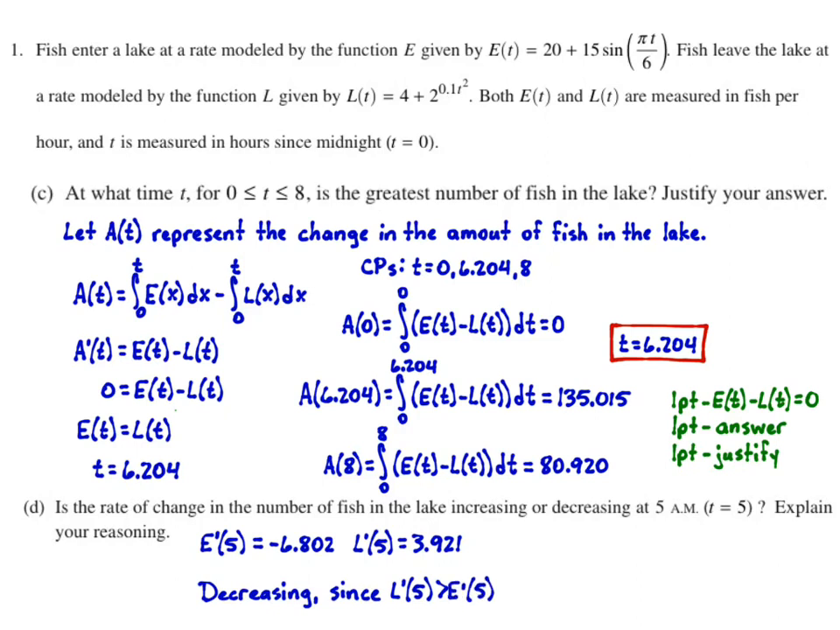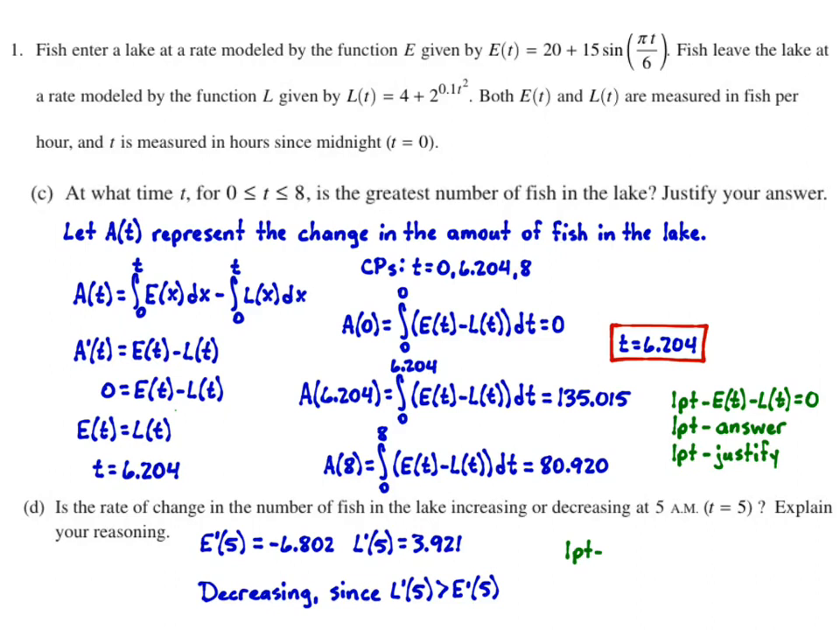Okay, so hopefully that made sense to you. It's the rate of the rate. We're asking whether the rate is increasing or decreasing. So now let me just take a step back. If it were asking, is the amount of fish increasing or decreasing, then we would need to take the derivative of the amount and then see whether the rate in is greater than the rate out. So in that case, we would just be plugging in 5 to E and L. But because we're asking whether the rate is increasing, we need to take the derivative of each of the rates.